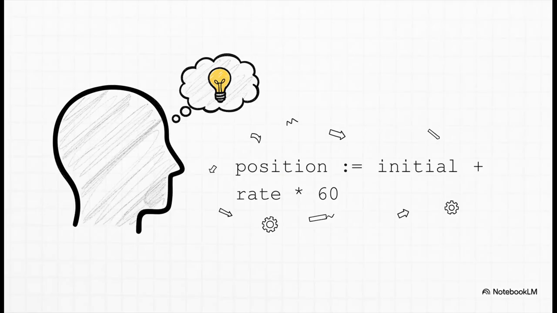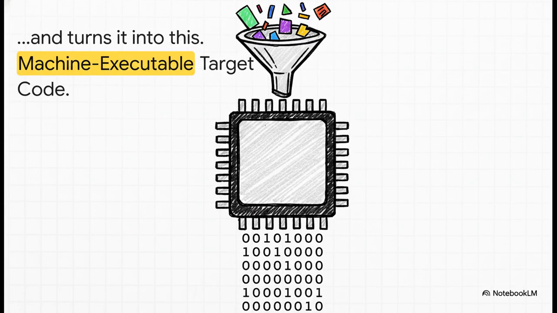It all starts with this: code that makes sense to us humans. It uses words, symbols, a structure we can follow. This is our source code. And the compiler's entire mission is to turn that into something the computer's processor can actually execute. It's the bridge that connects our abstract human ideas to the cold, hard binary logic that the hardware runs on.